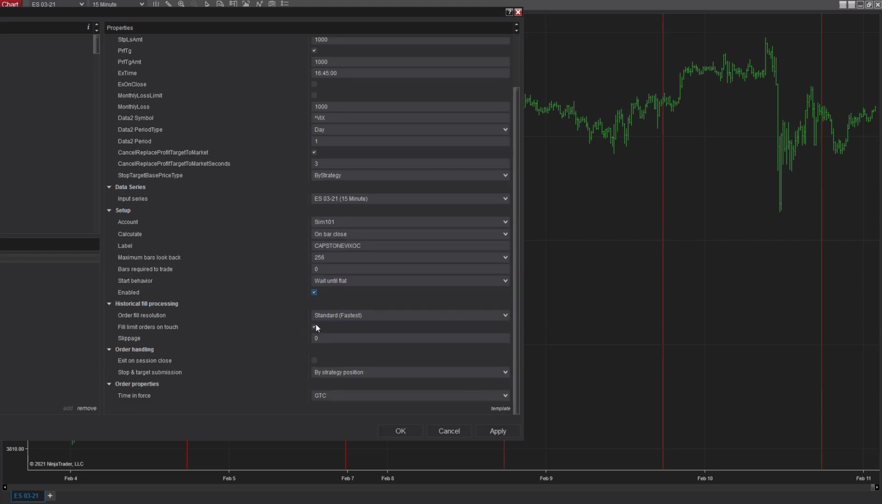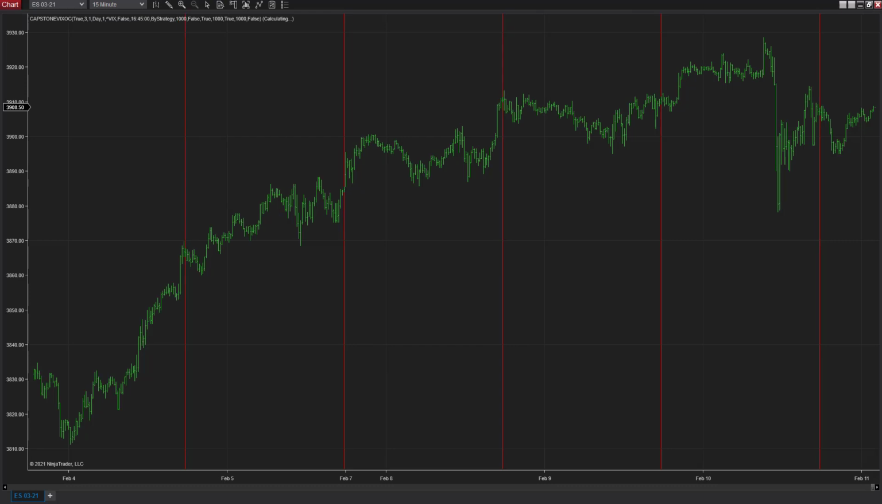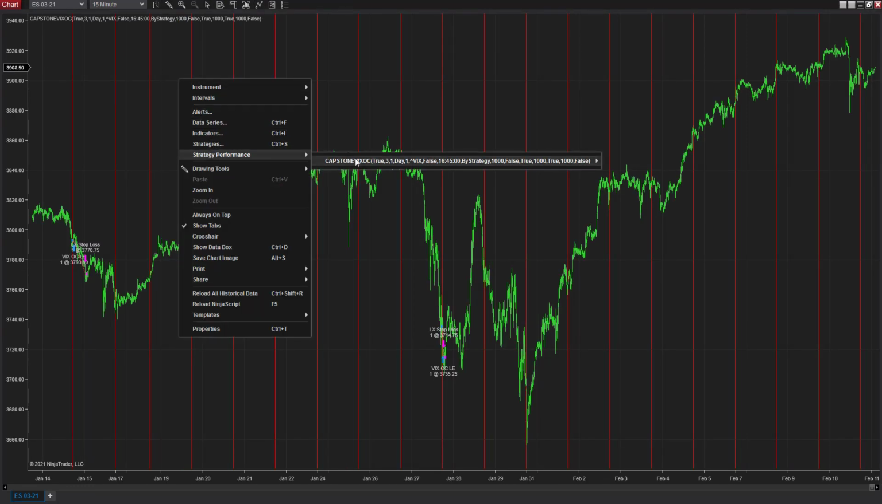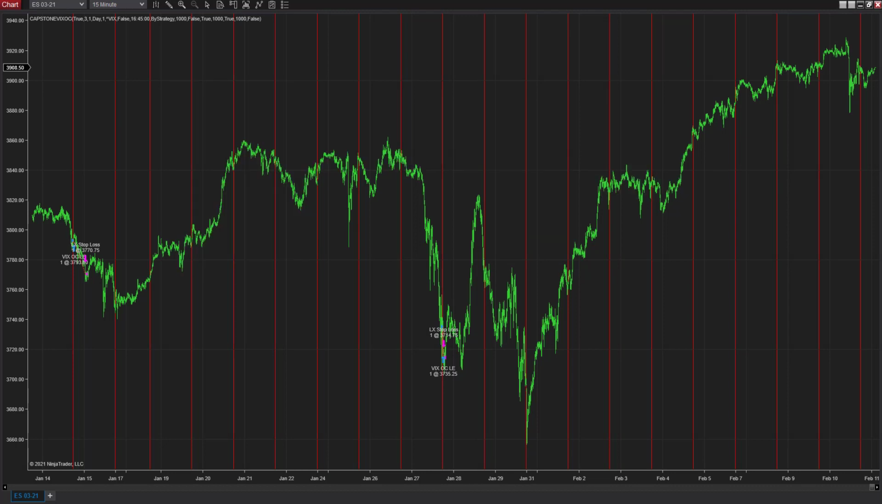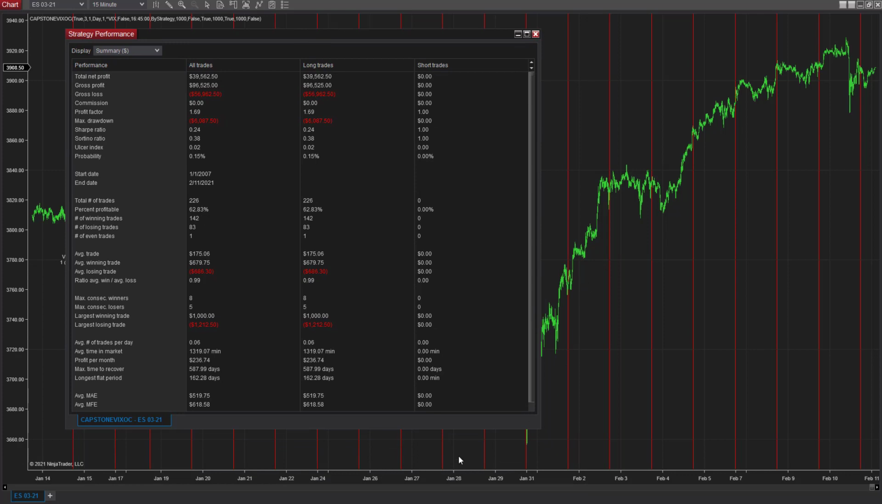You simply select enabled and you select apply, and you'll see the strategy once again show up. So once again, here's the strategy. You can check the strategy performance summary once again. Right click historical, and there we go. This was developed in Q4 of 2020.